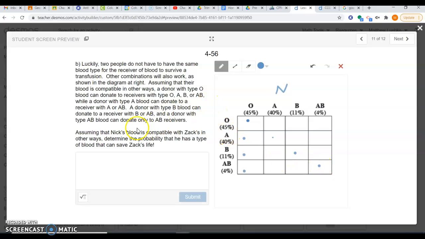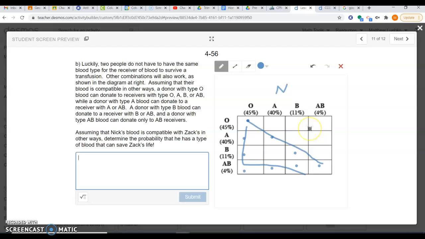The other thing is if you're an AB person, you're a universal receiver. So if you're AB, you can take O. If you're AB, you can take A. And if you're AB, you can take B. And so you have kind of a chart set up here of what you can take. You can take all these ones in the diagonal. You can take here and here. And that's going to help you figure out what the probability is of the blood that's compatible for Zach.